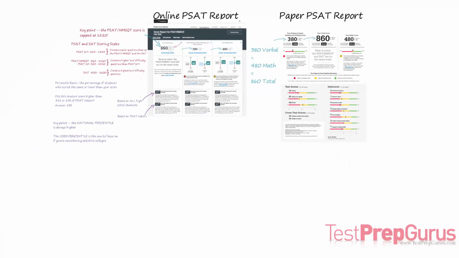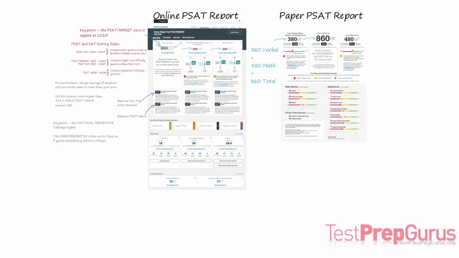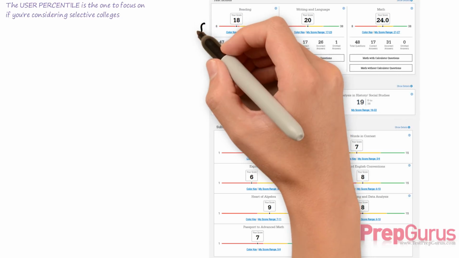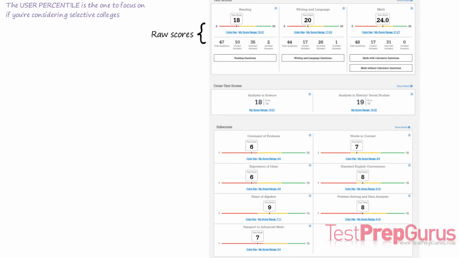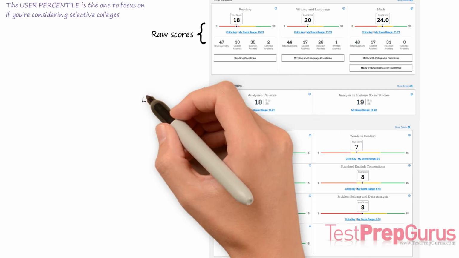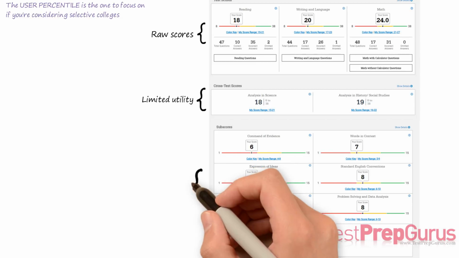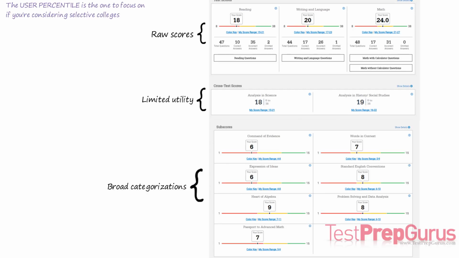Now, if you scroll down a little further on your online report, you're going to find a lot of additional measurements and shiny color-coded bars. Let's break these down one by one. The raw scores indicate the exact number of right and wrong answers on each section. The cross-test scores are based on questions throughout the exam that deal with science or history. Outside of a few rare exceptions, college admissions officers aren't going to be concerned with these numbers, so you shouldn't be either. Sub-scores break down your performance by subject area.